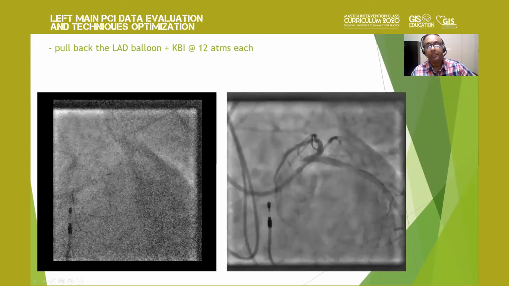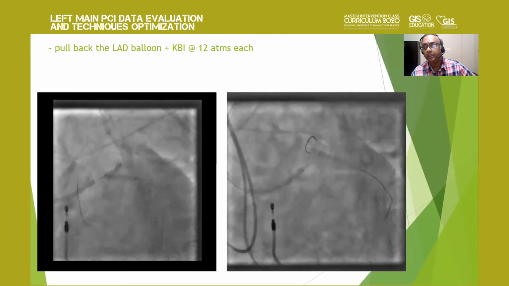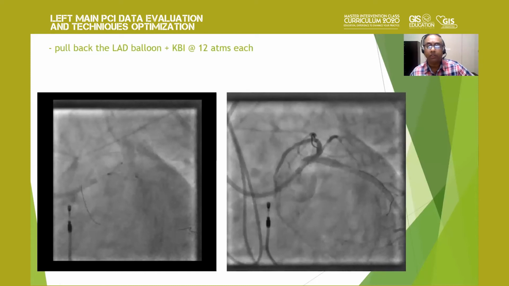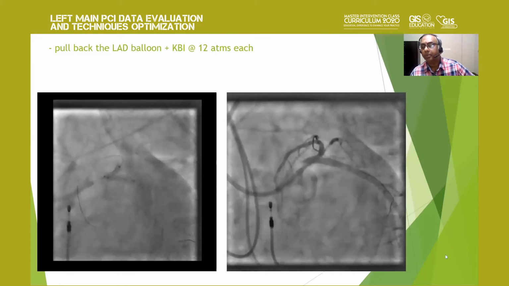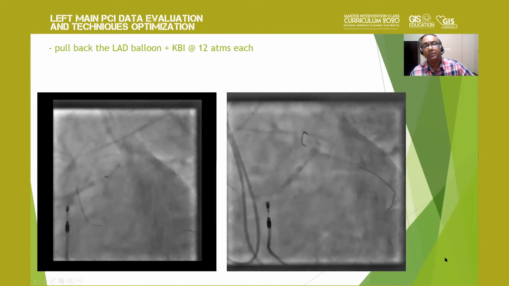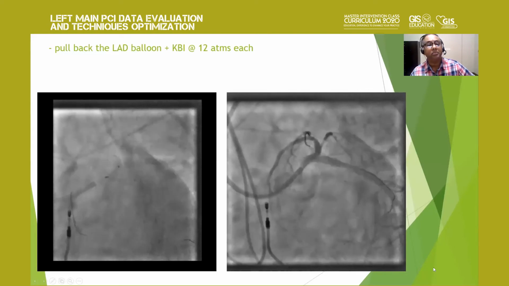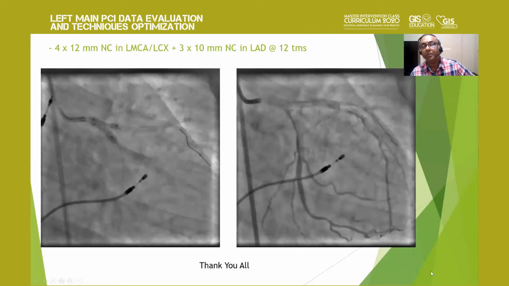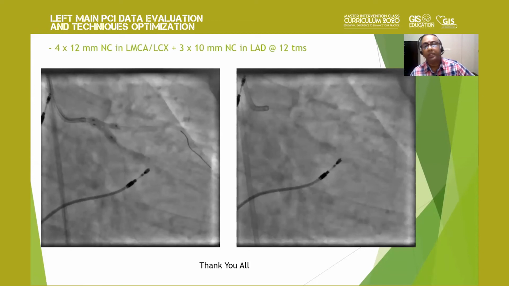So at 12 atmospheres, each kissing balloon was done, and this was the final result, which was acceptable. The circumflex stent was okay. I had already done a lot of POT, and it was widely open. I didn't go for another POT in this case, as I was thinking that the patient may have instant restenosis, because there is some data that over-dilatation, also more than 20 atmospheres, is known to cause endothelial injury and vascular smooth muscle overreaction and ISR.